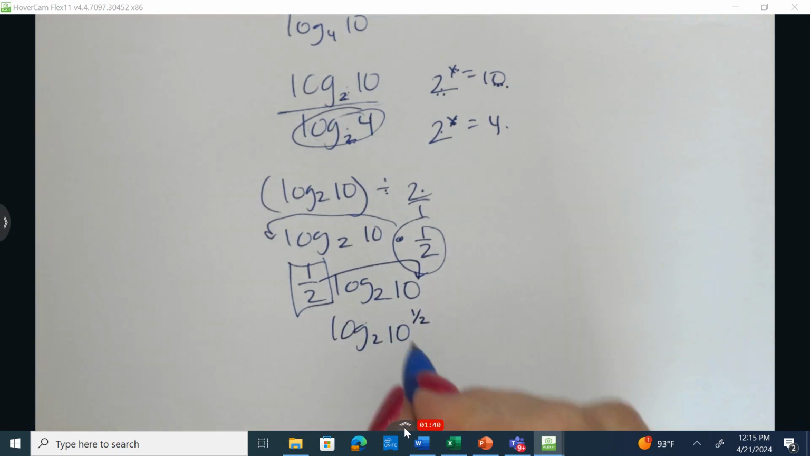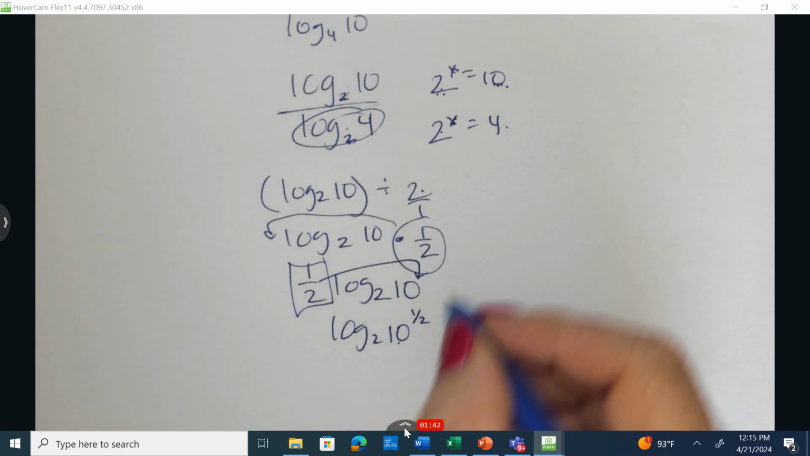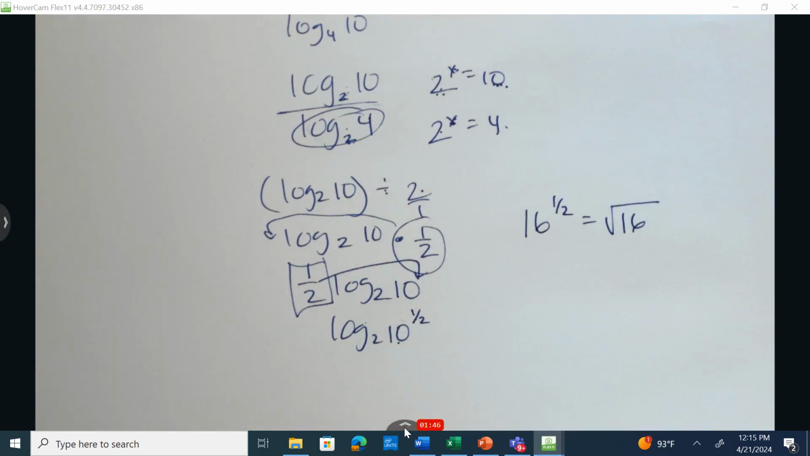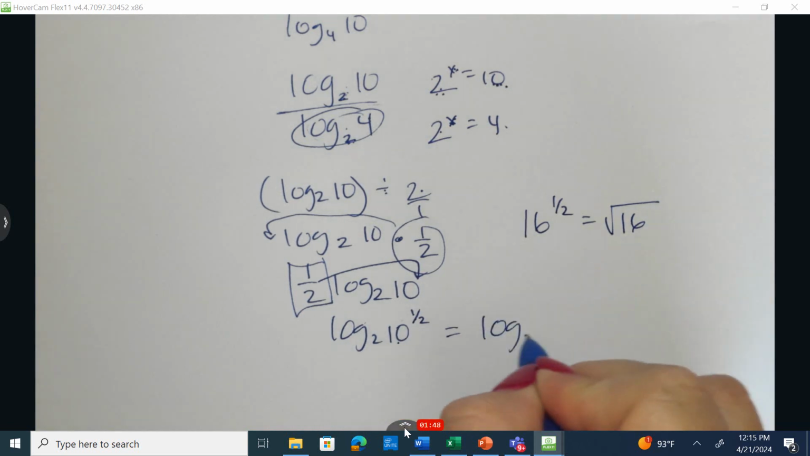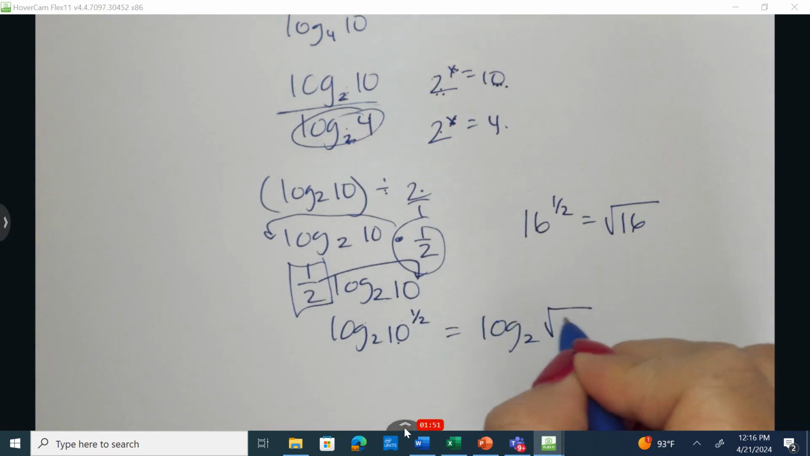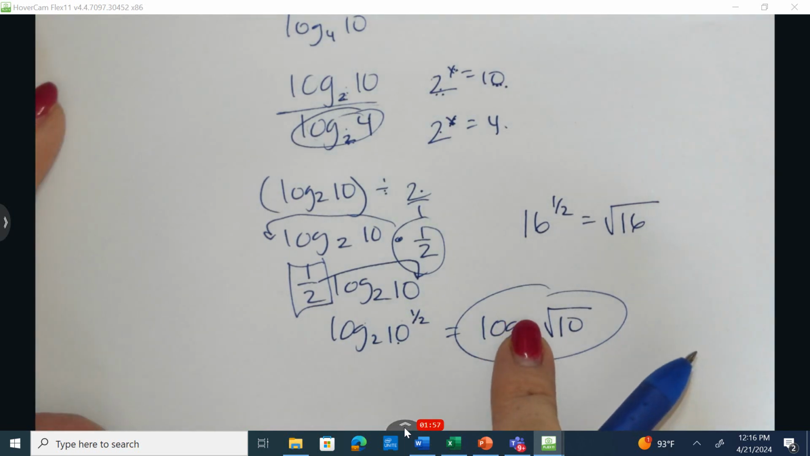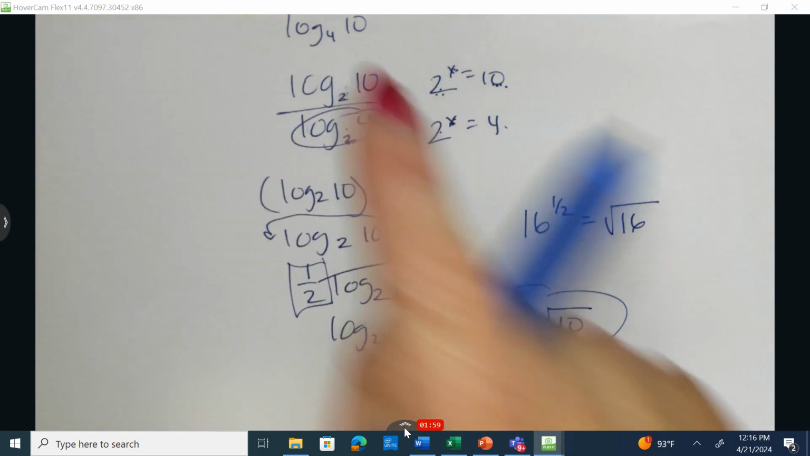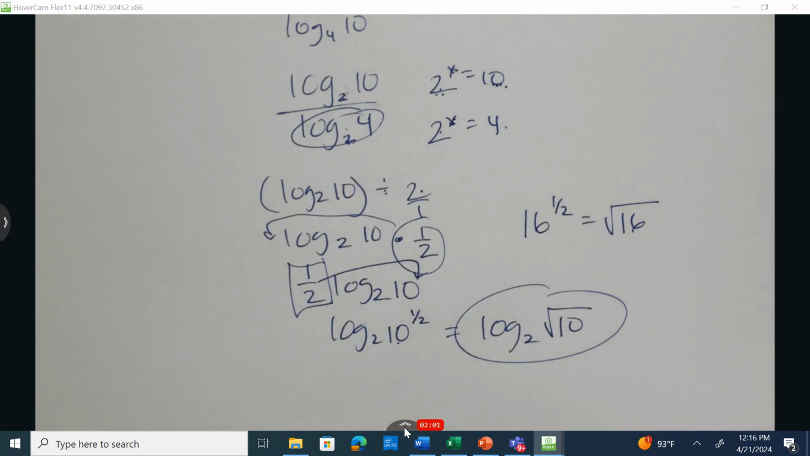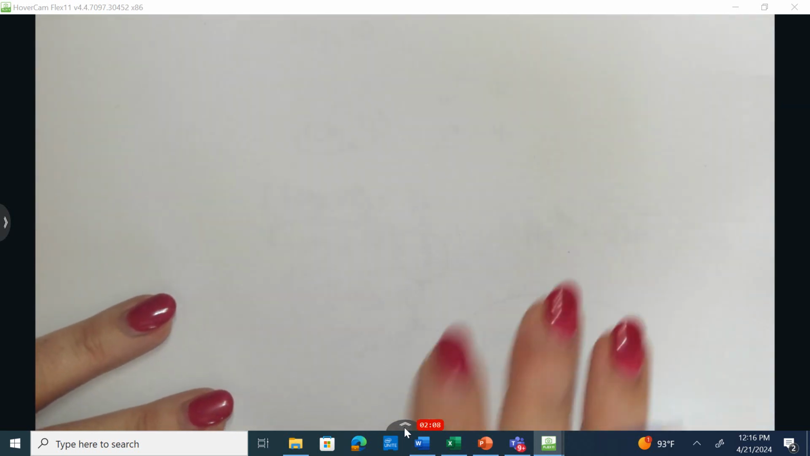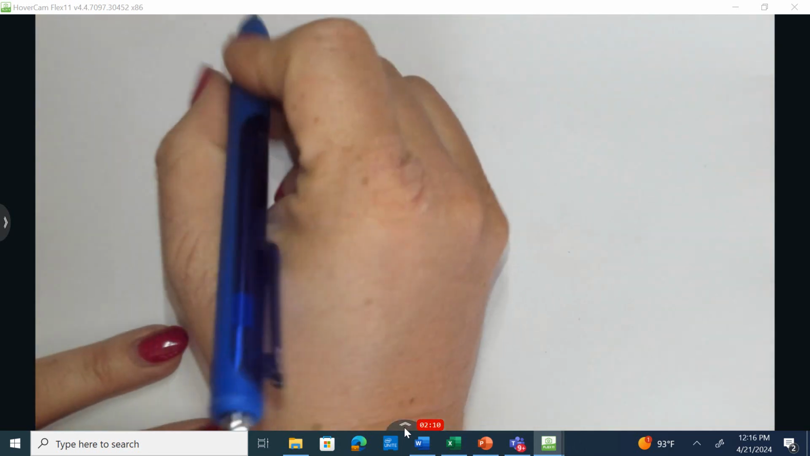All of that is correct, but remember any value raised to the 1/2, just like 16 to the 1/2, is the same as the square root of 16. So I'm going to rewrite this as log base 2 and then the square root of 10. And this is equivalent to option B, so I can cancel out B. I know that this is equivalent to this original expression. Okay, let's take a look at option C. There's 2 options left. I've already canceled out A and B. That means that either C or D will not work.